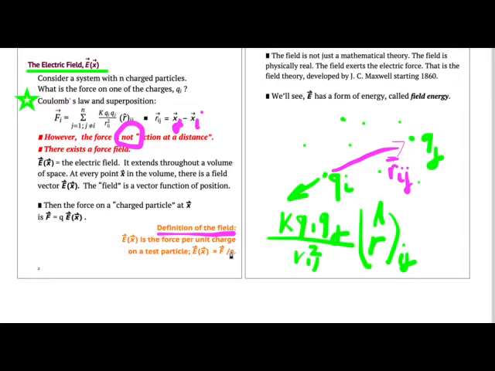Now the electric field exists at x even if there's no test particle. Think of the test particle as a little probe. The electric field exists even if you're not probing it. So I guess I could say E of x is the force per unit charge if a test particle were put at x.